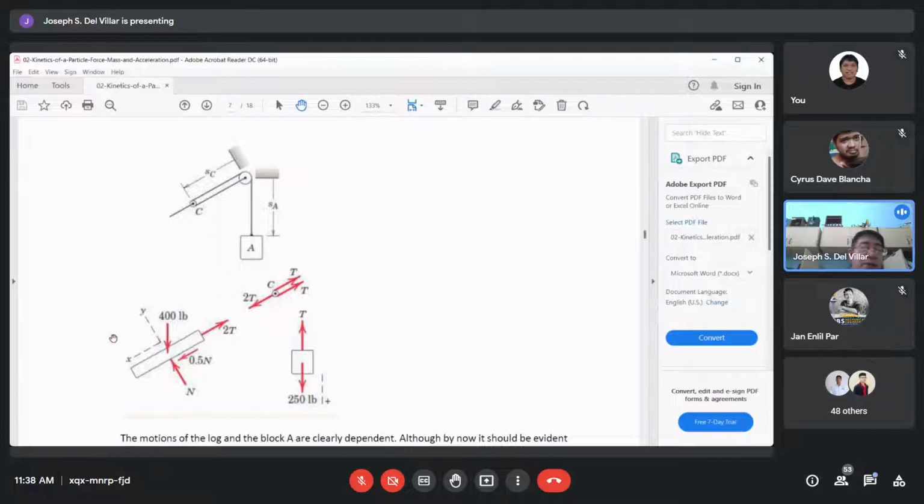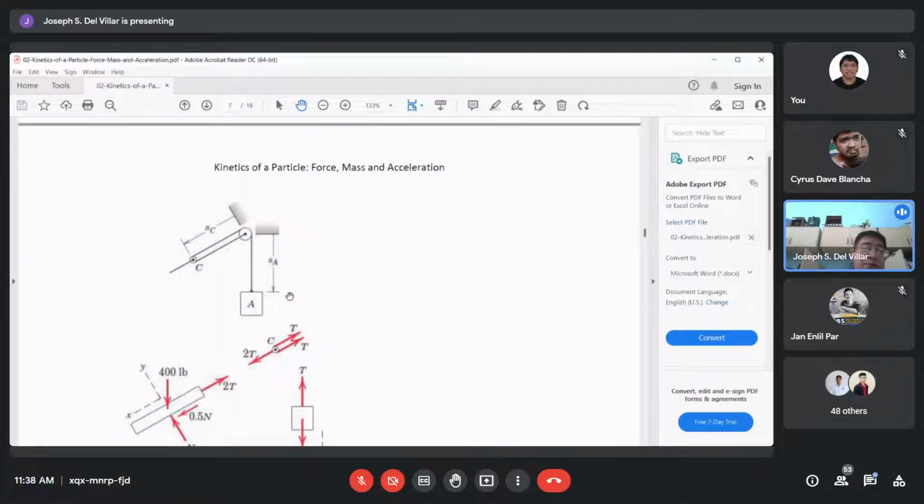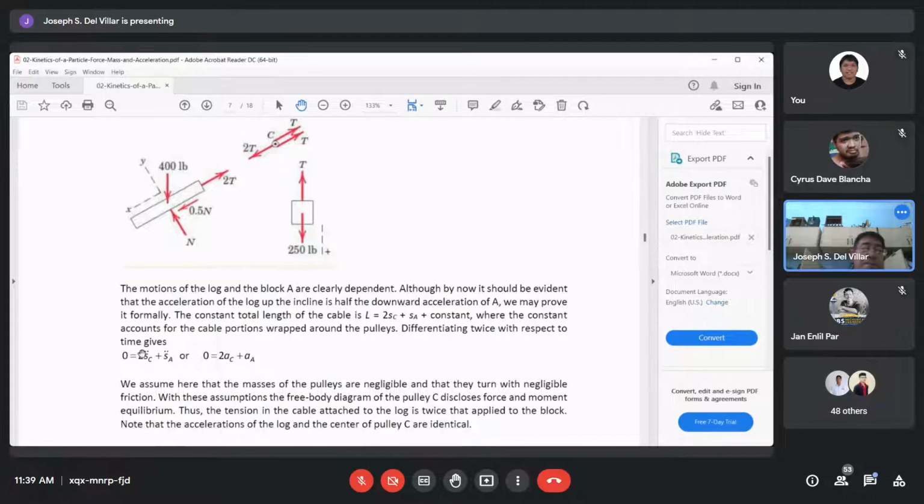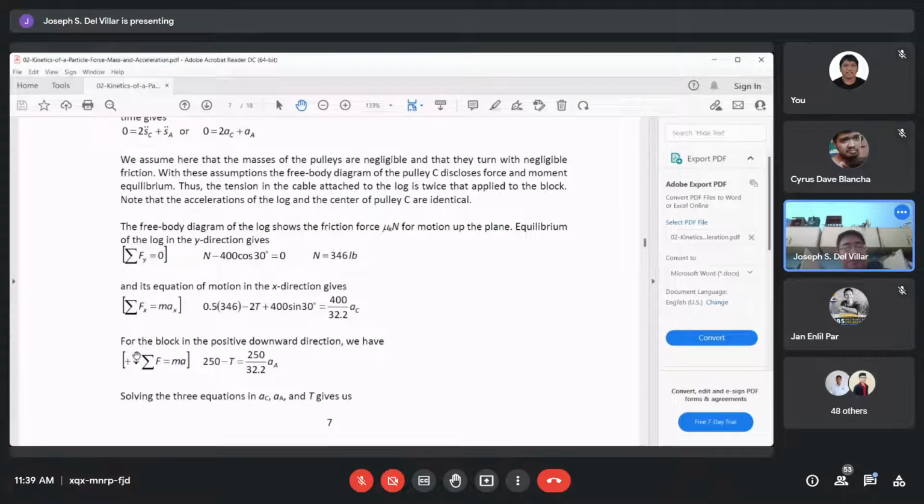So separate this: this is the lag, and this is the pulley. Take note, there is only one tension here, but two here, after point C. Okay, any question?